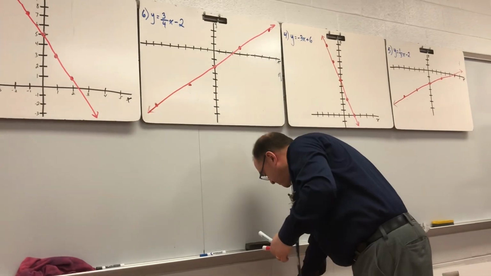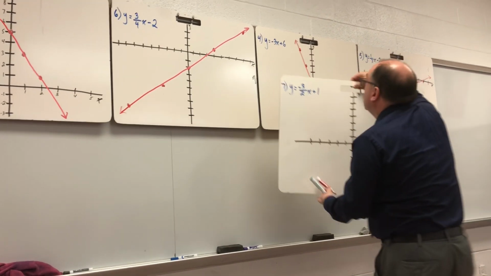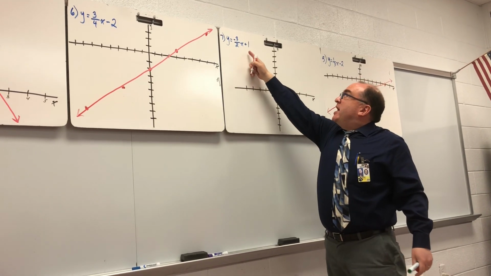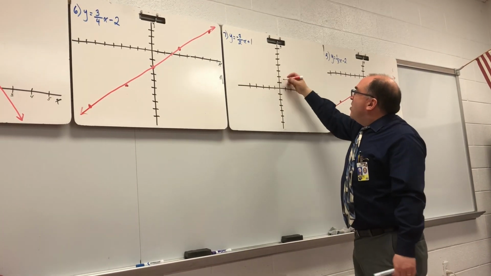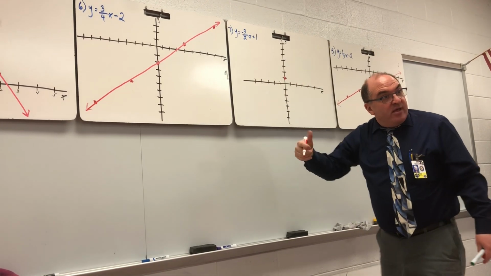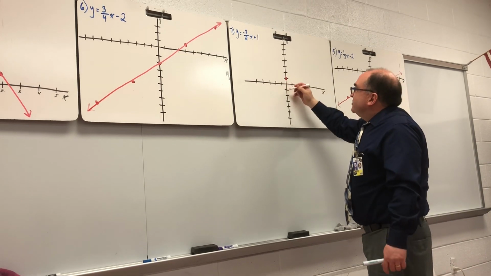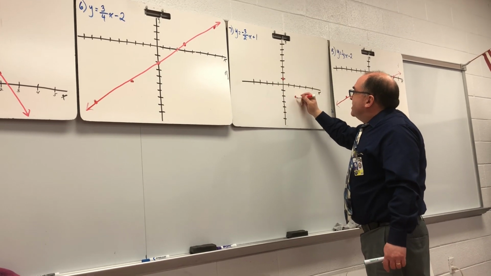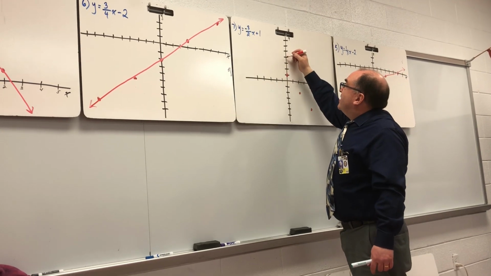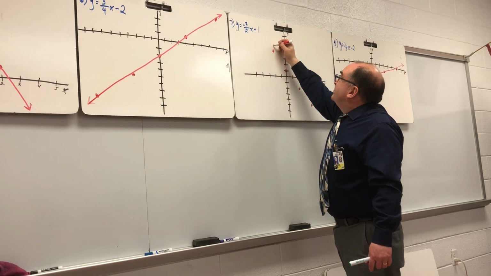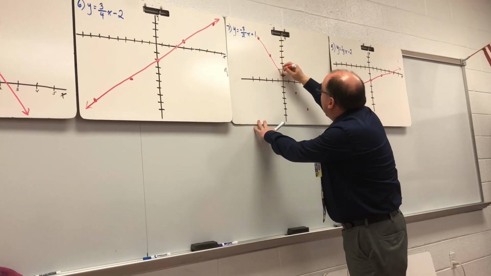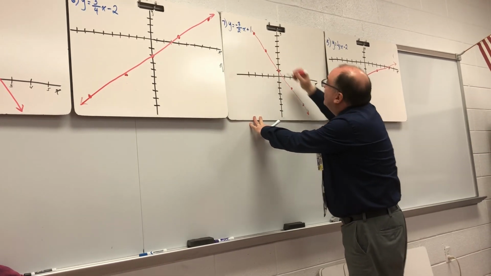Okay, one more. y equals -3/2 x plus 1. I'm going to start at 1. Go down 3 over 2. Down 3, over 2. Or up 3, back 2. Draw your line. Arrows at both ends.